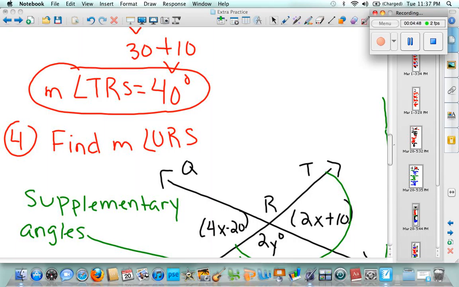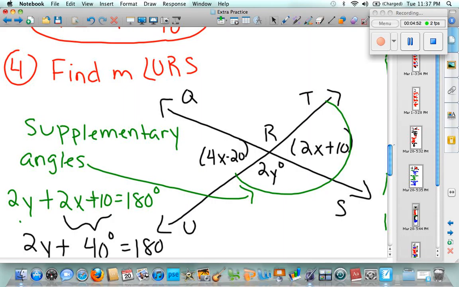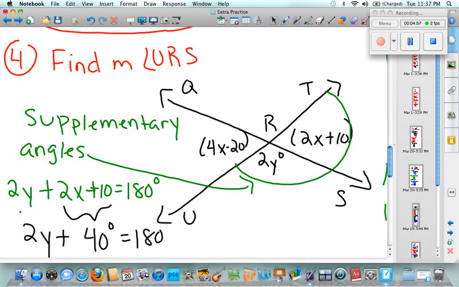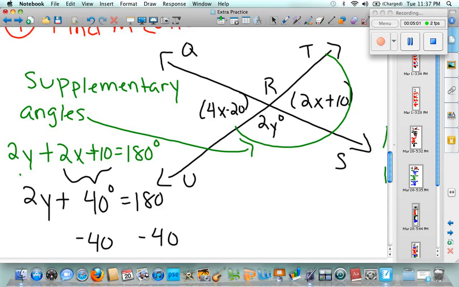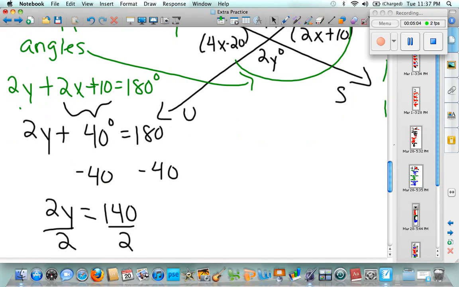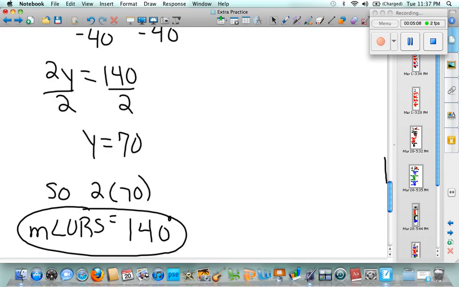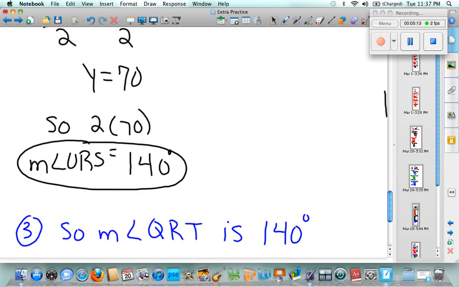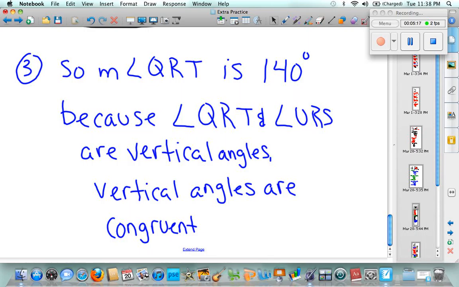Last, find the measure of angle URS. Okay, we've got supplementary angles here where I have marked. Supplementary means they add up to 180 degrees. We already know that 2x plus 10 was 40 degrees, so we substitute that in, and in the end we get that y equals 70. Replace that back and we get 140 degrees. So go back and rewind if you need to write down any more.